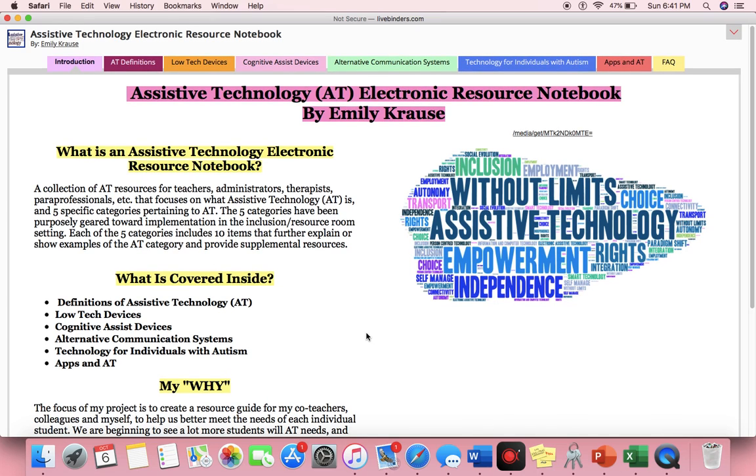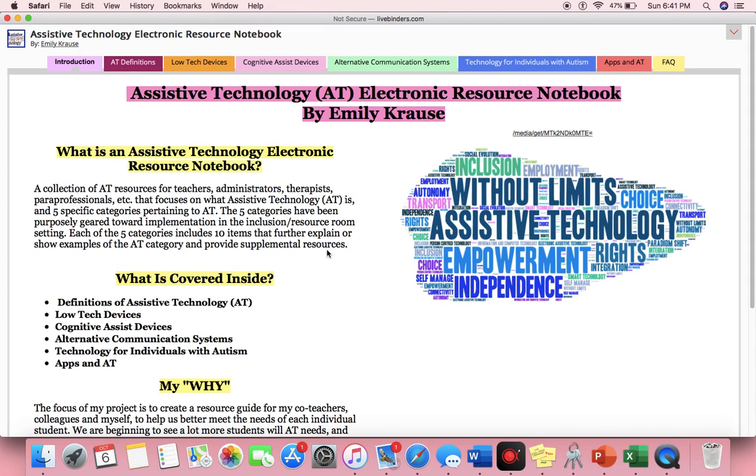For my final project, I created an assistive technology electronic resource notebook on livebinder.com. I had never used this website before, but as I began to explore it, I knew it was a platform I wanted to be able to use for my final project. I chose the Live Binder because I loved the layout and how you could color code, and I thought it was really user friendly and people could really navigate it well and reach it from any device that they needed.